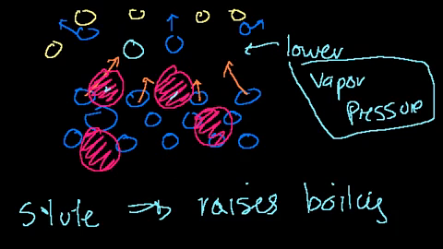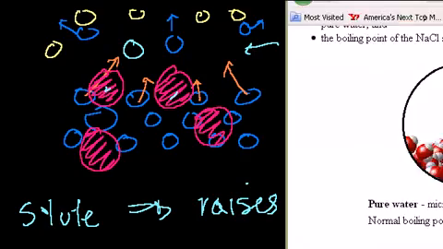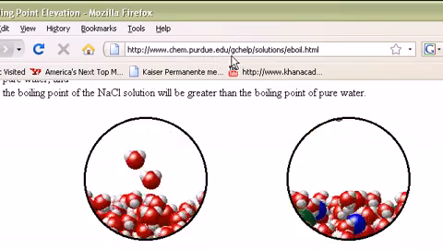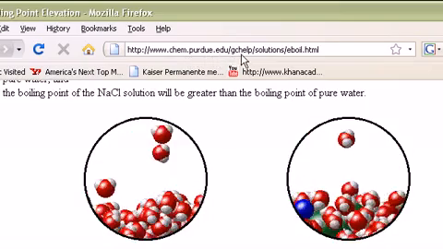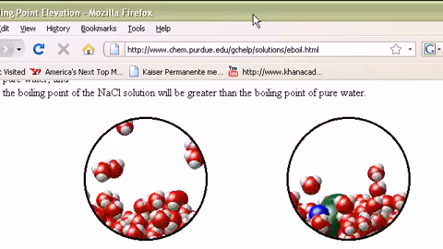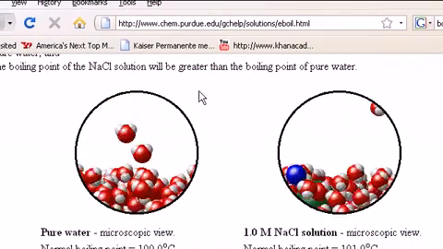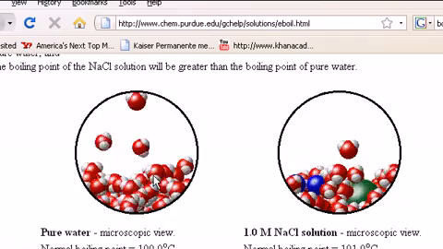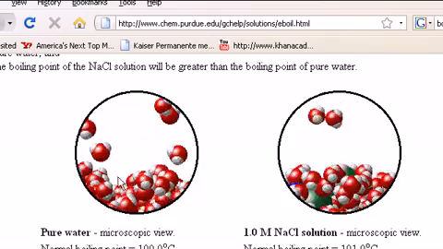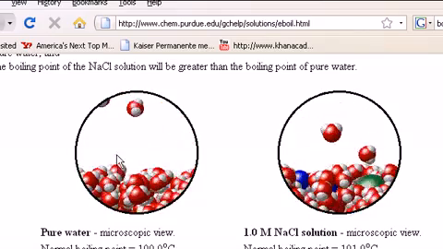And I found this neat graphic, hopefully it shows up well on this video. I have to give due credit. This is from chem.purdue.edu/gchelp/solution/eboil.html. But I thought it was a pretty neat visualization. This is just the surface of water molecules, and it gives you a sense of how things vaporize as well, in that some things on the surface just bounce off.